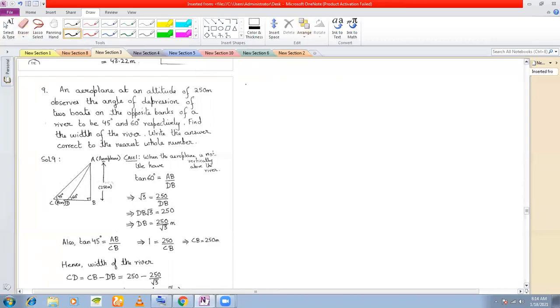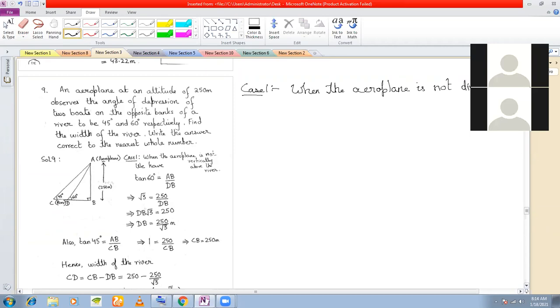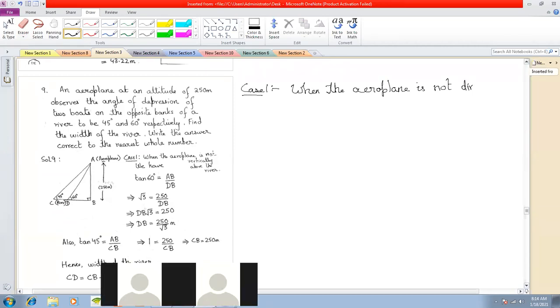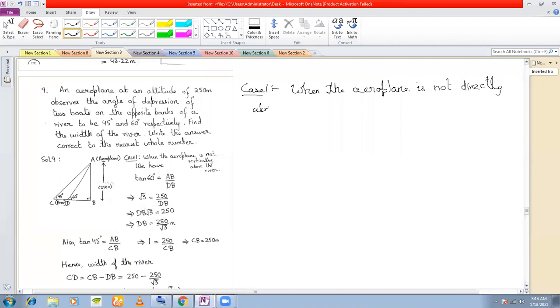We have case 1, when the aeroplane is not directly above the river. Okay, this is not directly above the river.